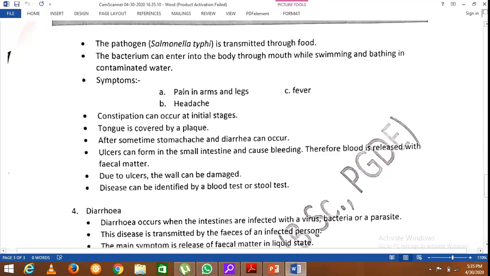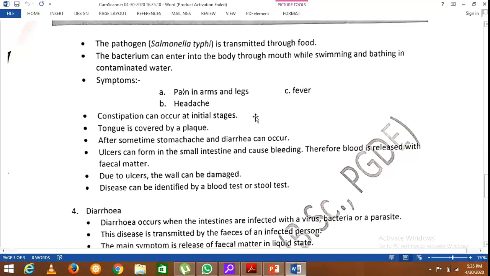The pathogen, the bacterium, is Salmonella typhi. It gets transmitted through food. So this bacterium can enter into the body through the mouth when you are swimming or bathing in water which is contaminated by this particular bacterium. The symptoms are pain in arms and legs and headache as well as fever.